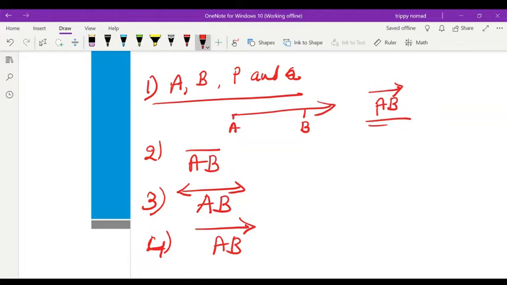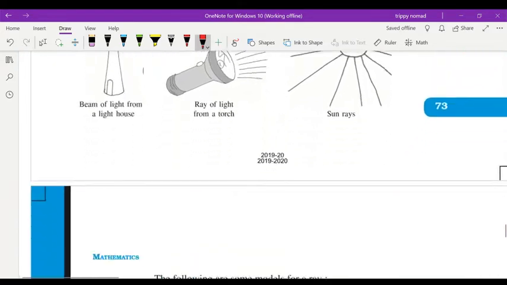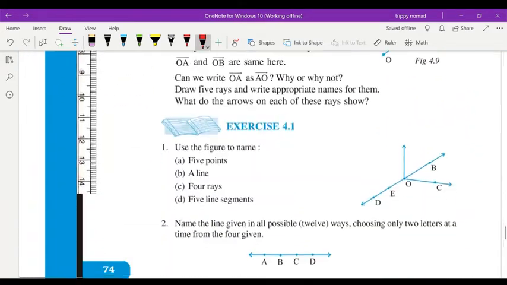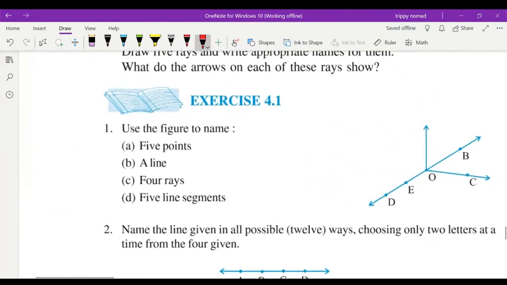If you have to write two lines parallel, line AB parallel to PQ, this is the way to write AB parallel to PQ. So these were the terms that will be used in exercise 4.1. So let's start with exercise 4.1.